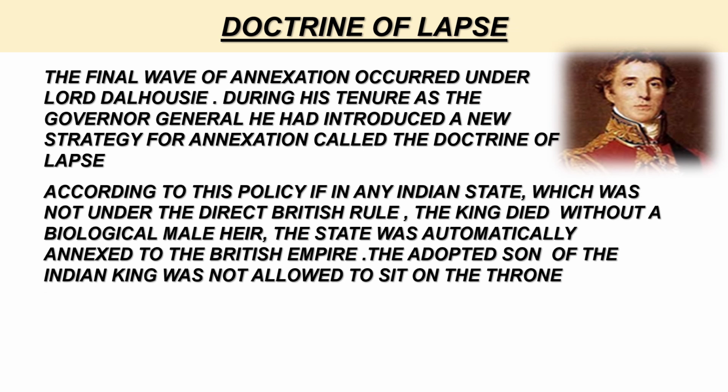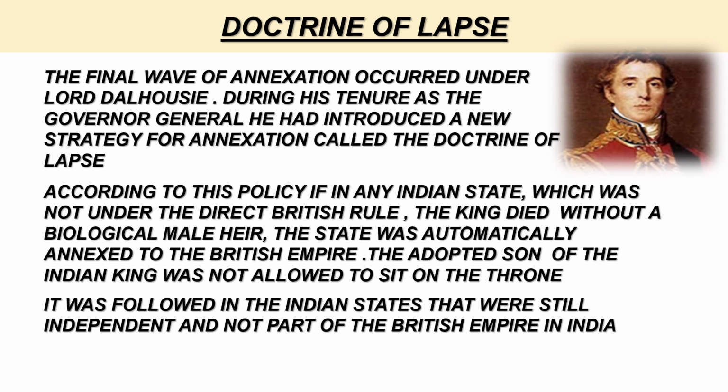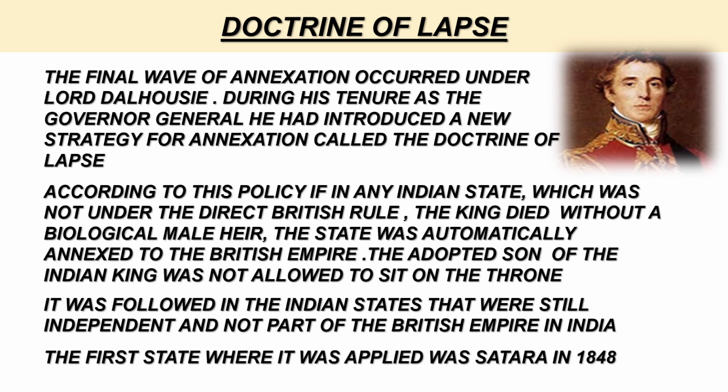According to this policy, if in any Indian state which was not under the direct British rule, the king died without a biological male heir, the state was automatically annexed to the British Empire, and the adopted son of the Indian king was not allowed to sit on the throne. Now here you must clearly understand that it was followed only in the Indian states that were still independent and not part of the British Empire in India. The first state where it was applied was Satara in 1848. Soon, Sambalpur, Udaipur, Nagpur and Jhansi were all annexed by using this policy of Doctrine of Lapse.